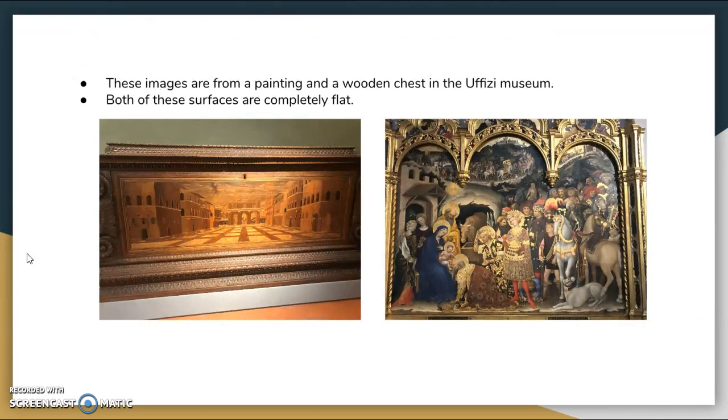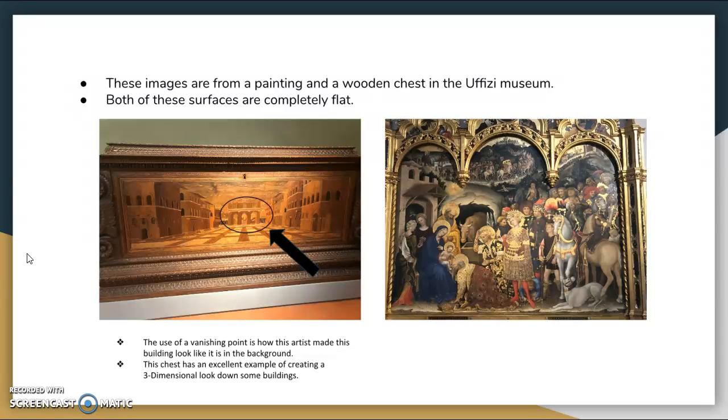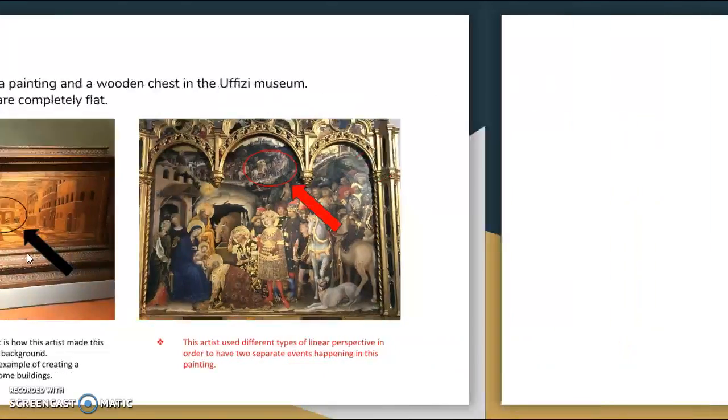These images are from a painting and a wooden chest in the Uffizi Museum. Both of these surfaces are completely flat. This one on the left again uses vanishing points, and this chest has an excellent example of creating a three-dimensional look down some buildings. This artist used different types of linear perspective in order to have two separate events happening at the same time.